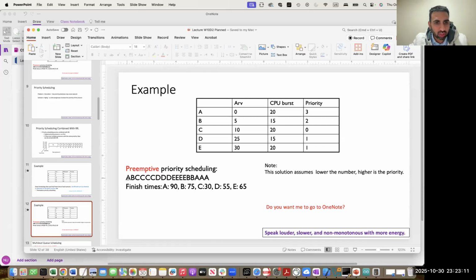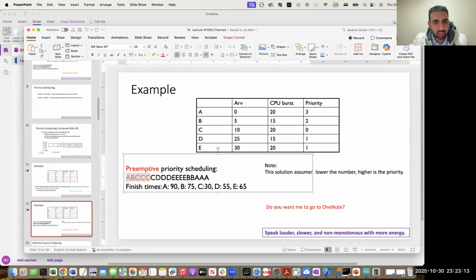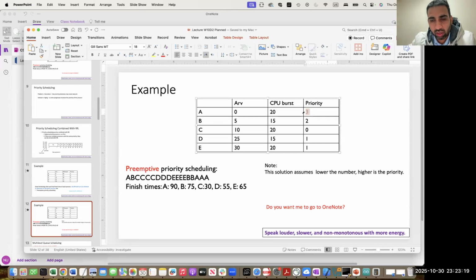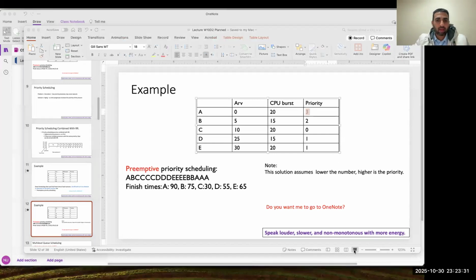That's why you see it has a different schedule: A, B, C, C, C, C, D, D, and A at the end. Because here A is the lowest priority. But what I did, I assumed the higher the number, the higher the priority. So A had the highest priority, so it finished at the start. Okay. Any questions?